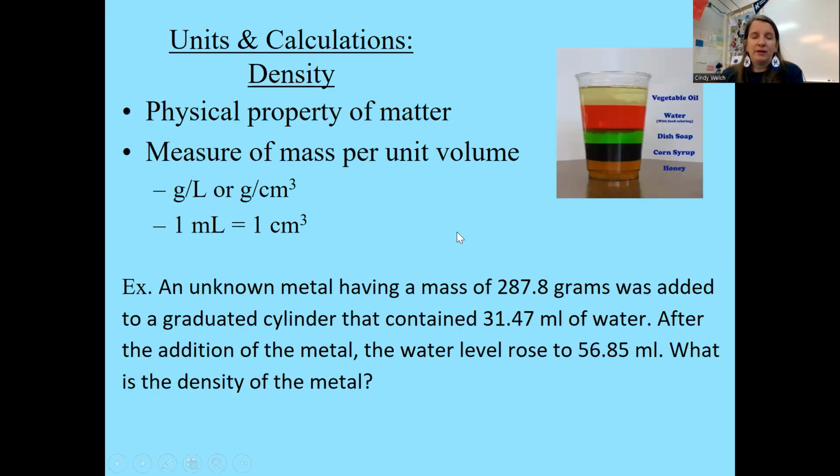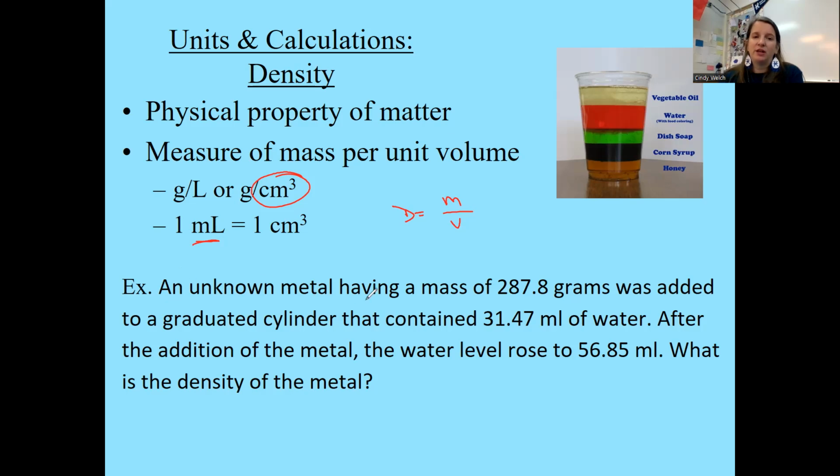And then let's just talk about density really quick. The formula for density is density equals mass divided by volume. So it's a ratio of the mass of an object per its unit of volume. Sometimes you will see these cubic centimeters here as the unit. I want you to remember that a cubic centimeter is the same as a milliliter, so we use those interchangeably.